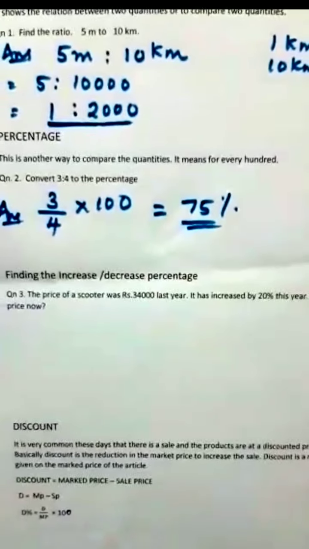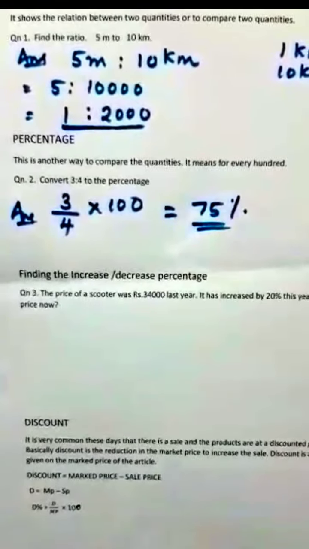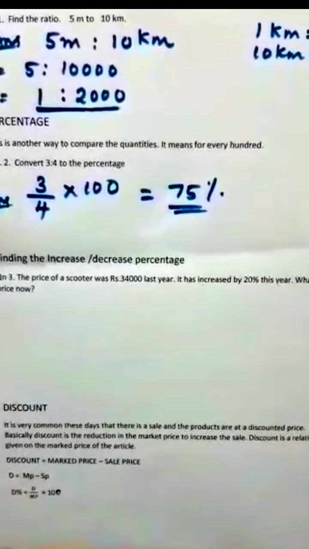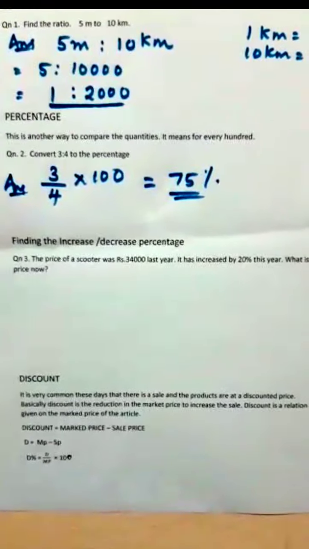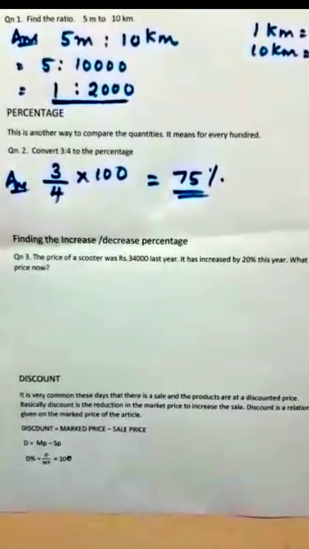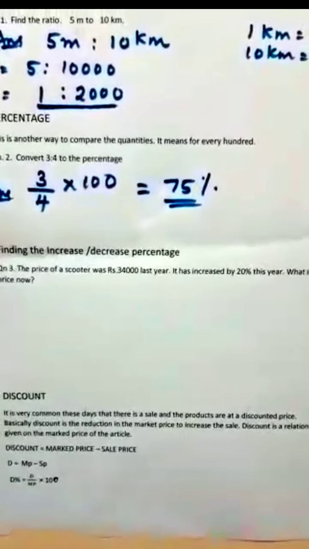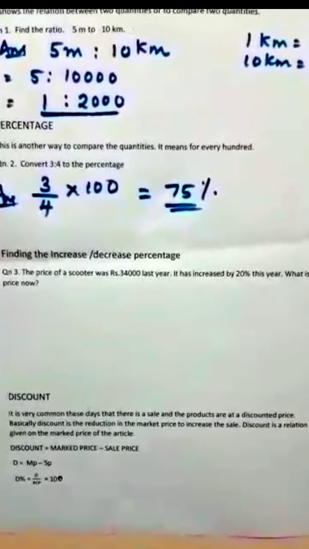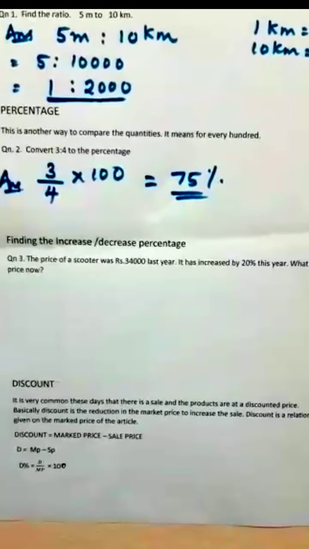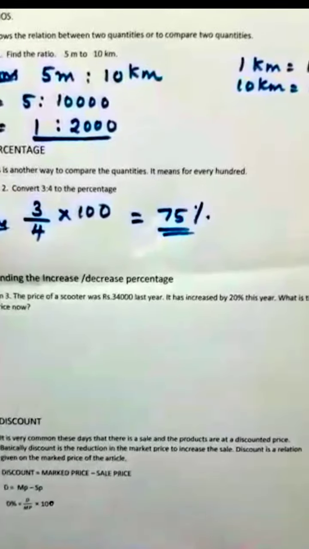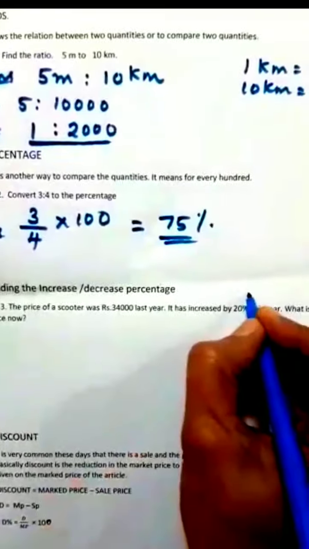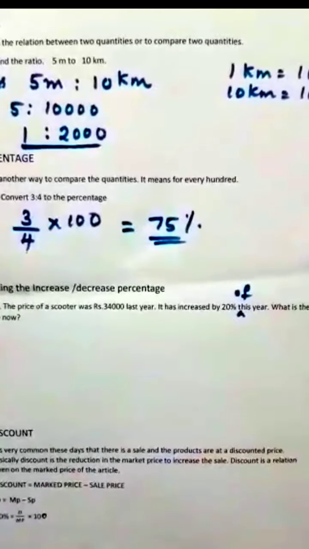Next is finding the increase and decrease percentage. For an increase percentage we have to do the plus, and in decrease we have to do the minus. But you have to find out how much the percentage is in the given question, based on the original value. The question: the price of a scooter was rupees 34,000 last year. It has increased by 20% this year. What is the price now?